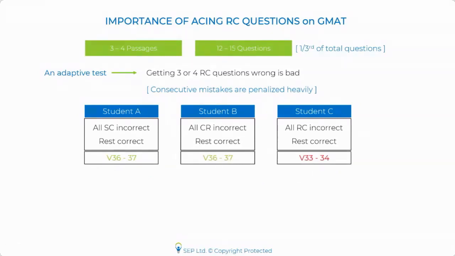Now, a 4-point difference on a verbal score is a huge difference to your overall score, guys. Okay, remember that. It might not seem much, but it is going to be huge. So you can see how important RC is. Okay, the score of student C is less than the score of students A and B.